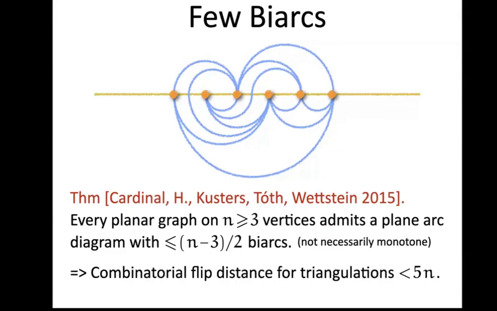And using this connection, we could improve the diameter bound on the so-called combinatorial flip graph on triangulations, which is kind of the natural flip graph, but on the maximal planar graph, in the abstract graph setting, not the geometric setting. And we could improve this to 5n. So maybe that's one other reason to be interested in this kind of quantity, that there's a connection here.